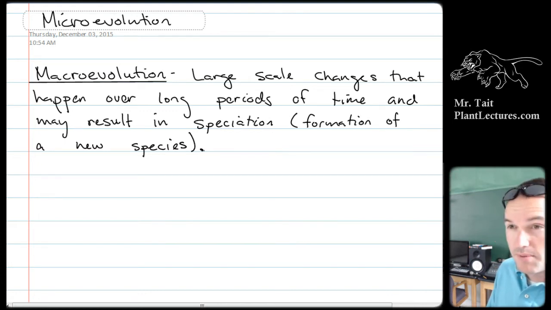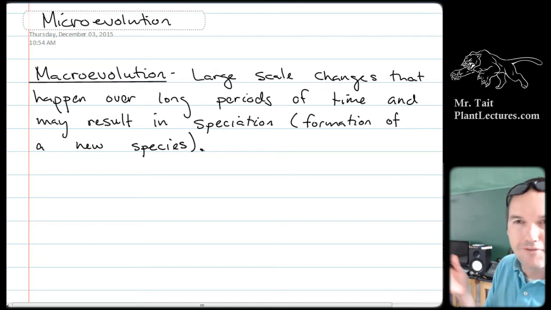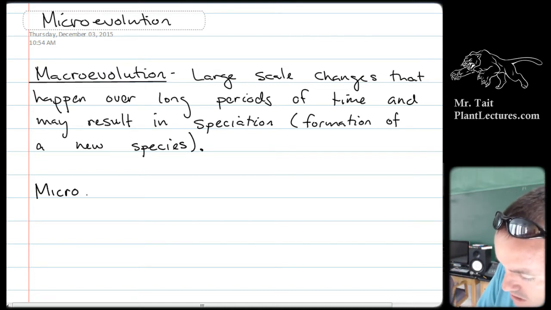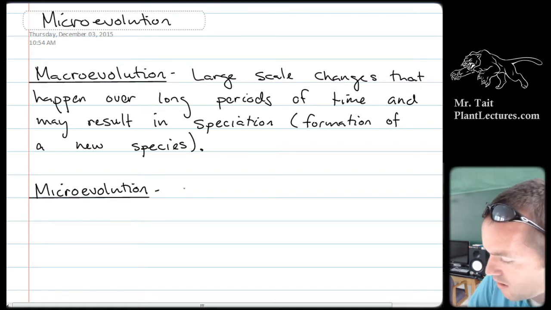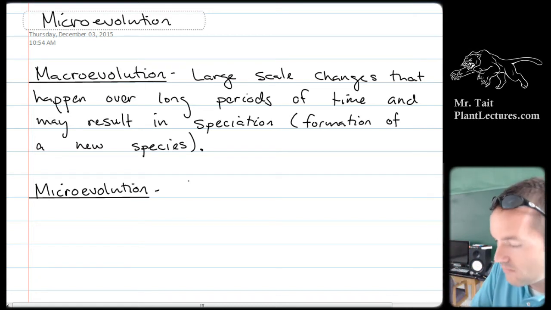That's not what we're going to talk about today, though. What we're going to talk about today is how macroevolution actually happens, which is a whole bunch of microevolution over a very long period of time. Microevolution is much easier for us to observe. These are the changes in allele frequency from one generation to the next generation.